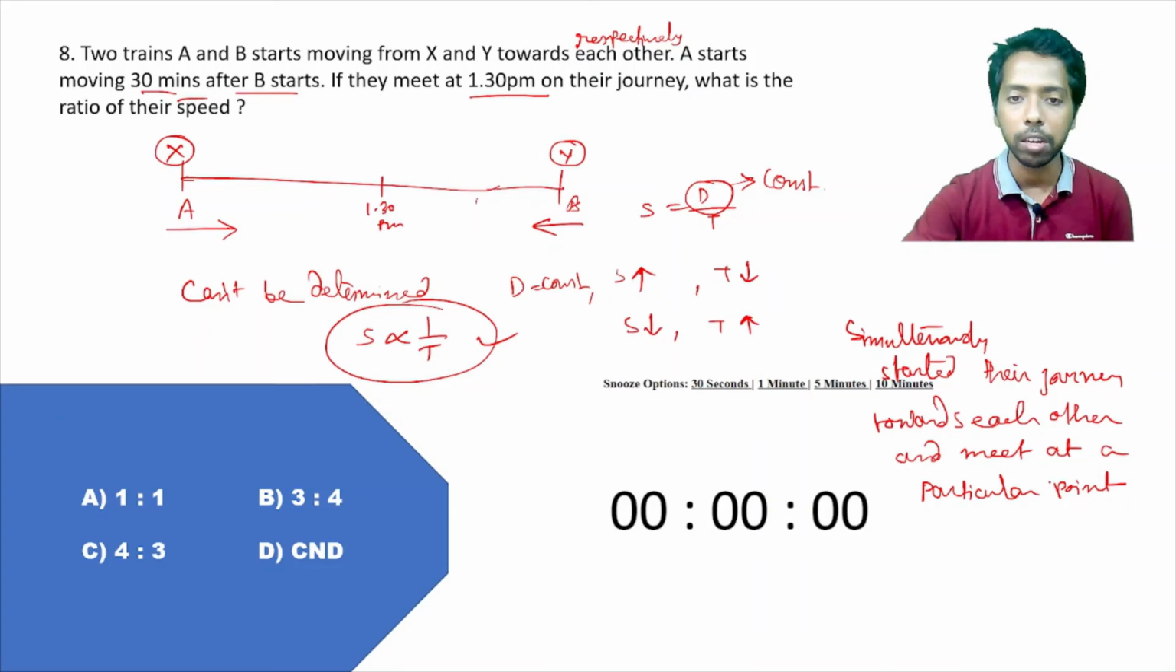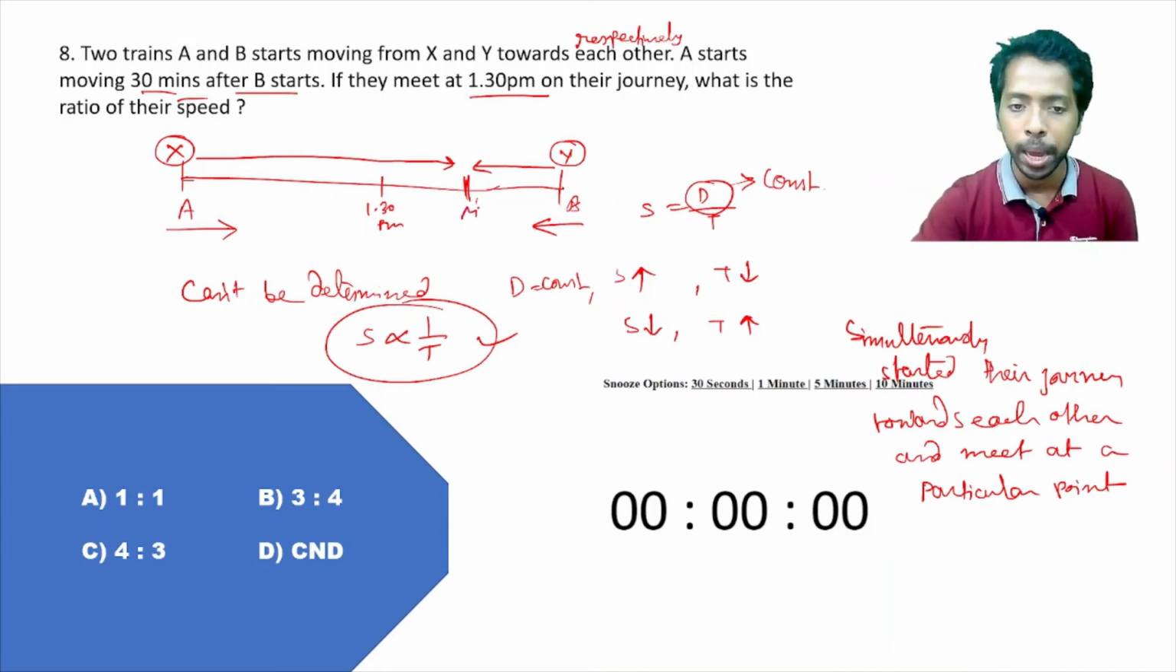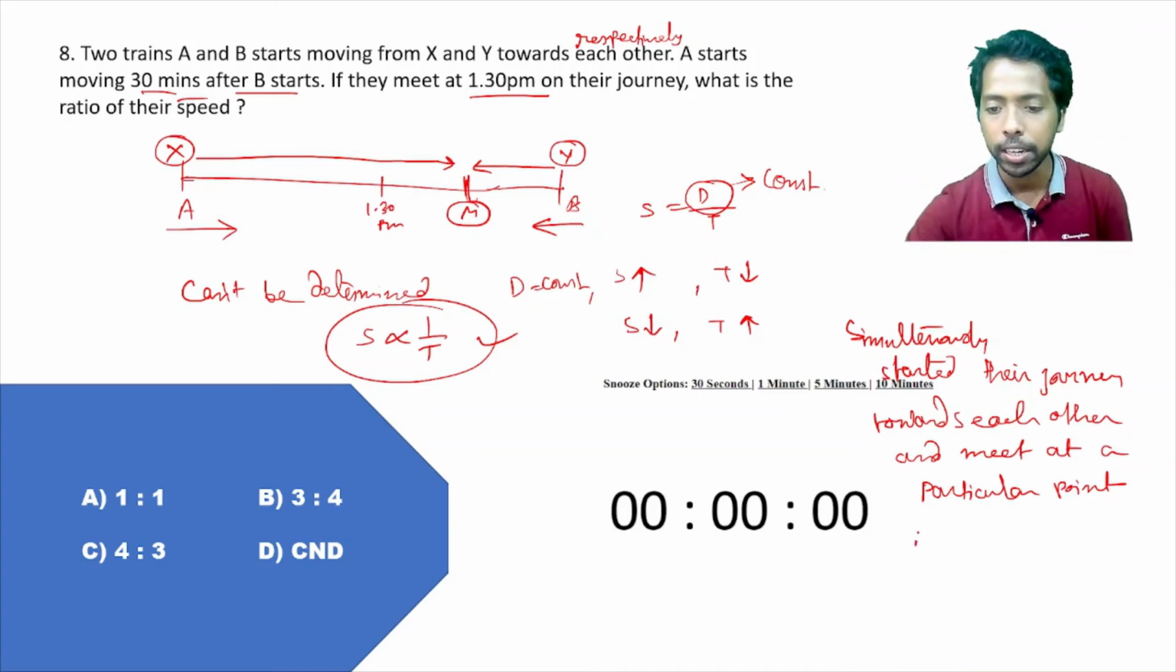But in that case their speed may be different, may not be the same, may be different. Supposedly they are meeting at this particular point, right? This particular point, you can easily understand that the distance is not same from the meeting point, towards A and towards B. This distance is very very less. That means what? The speed of B is less than the speed of A. If this is the meeting point, M is the meeting point here, right?